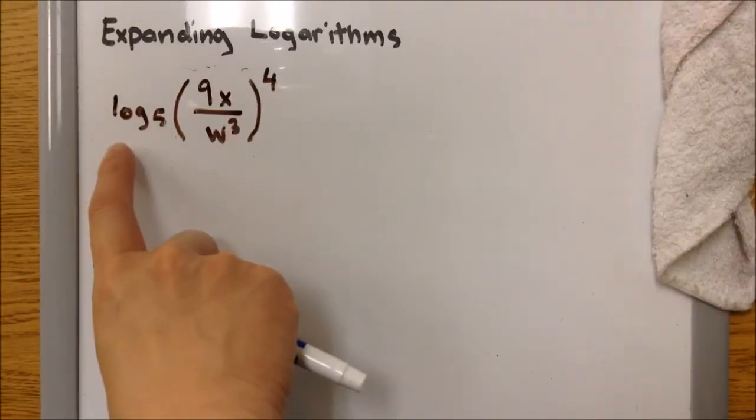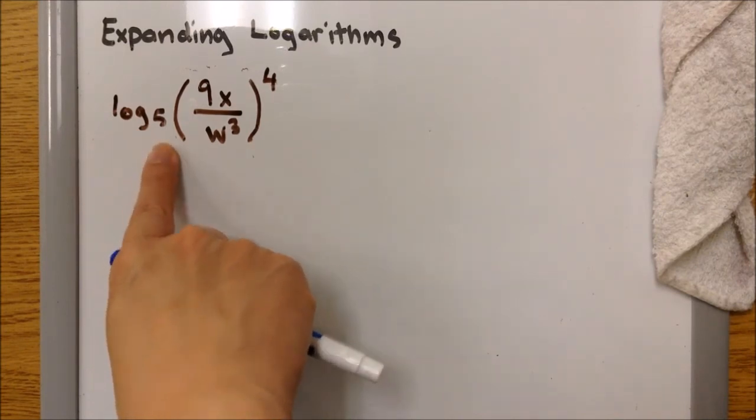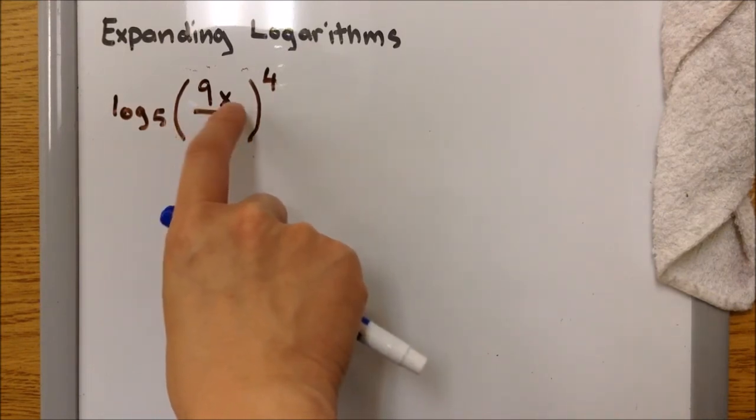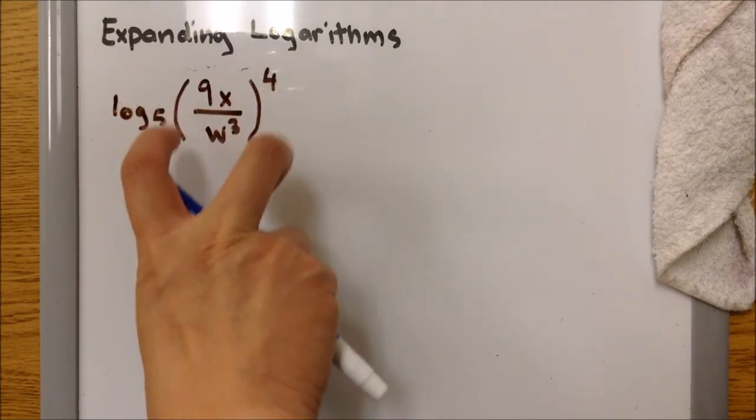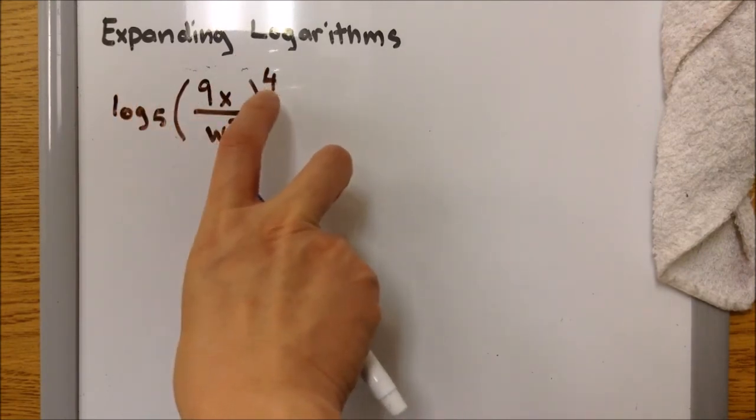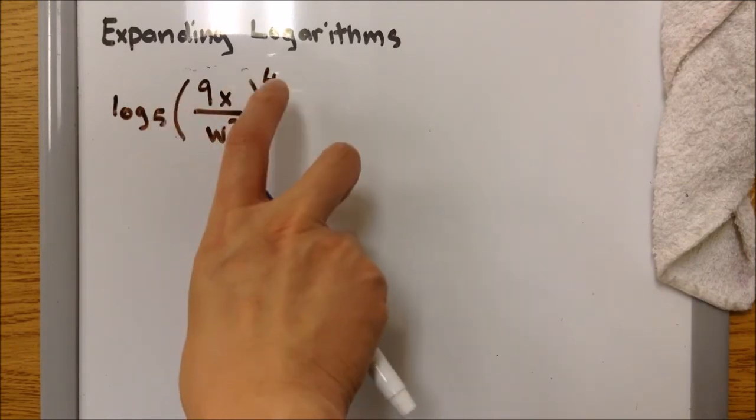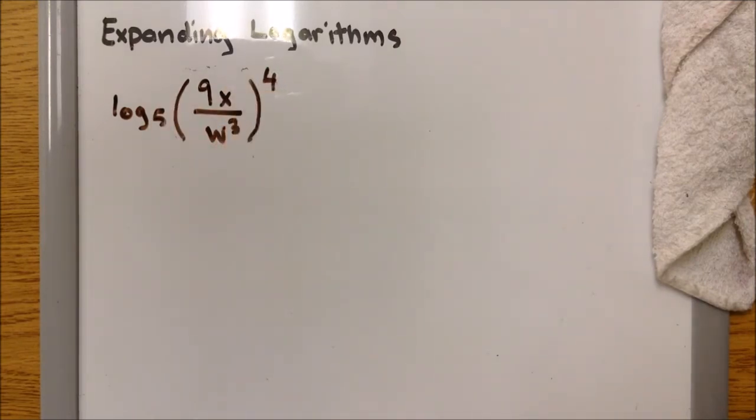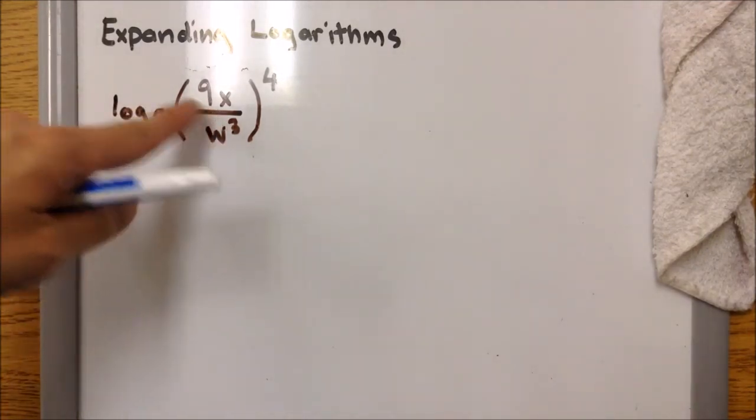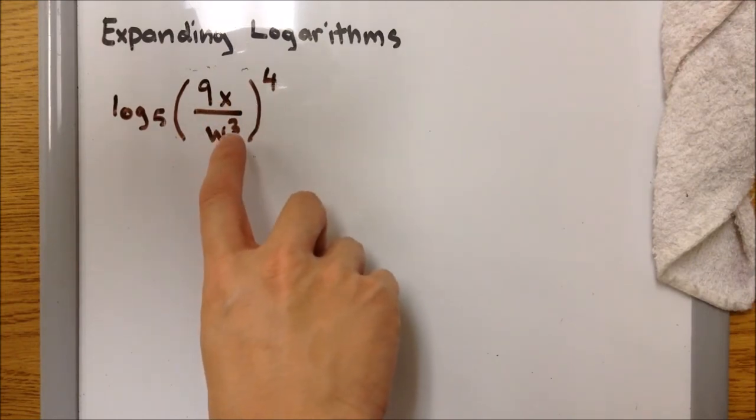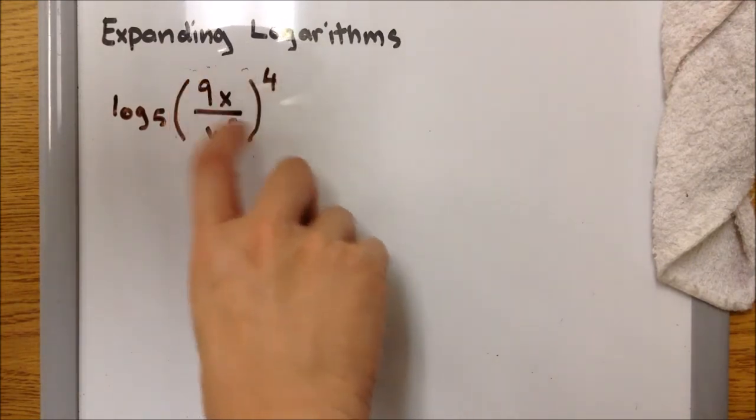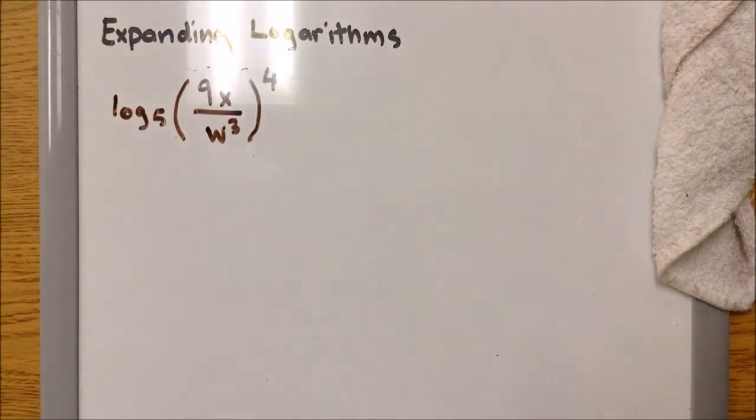Alright, so in example 5, we have log base 5 of 9x over w to the 3rd power, the whole thing powered to the 4th, or to the 4th power. So, we actually have multiplication in the numerator, 9 times x, and then it's being divided by w to the 3rd power. And the whole thing is being raised to the 4th power.